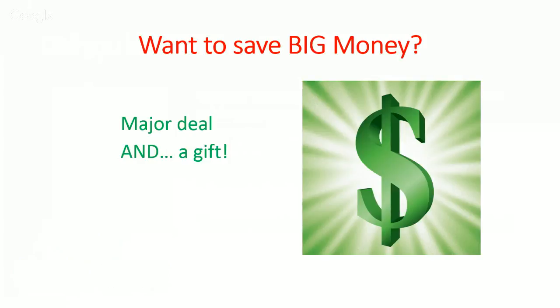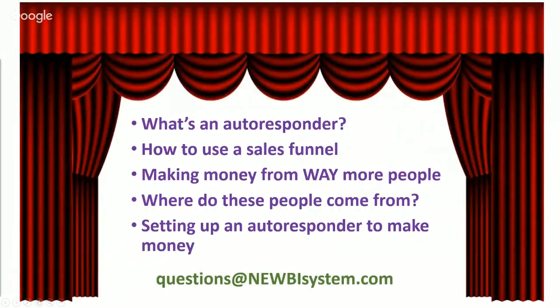So right now, let's take a look at what we're going to be talking about tonight. We've got to level set a little bit because we're going to have some people who've used them or heard of them before and some people who haven't. So let's just make sure we're all on the same level here. We'll talk about what an autoresponder is. And we're going to take a look at how the autoresponder and the sales funnel fit together. And then we're going to take a look at making more money and helping more people using the autoresponder to get it done.